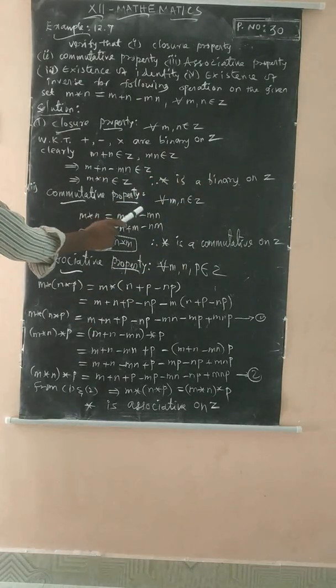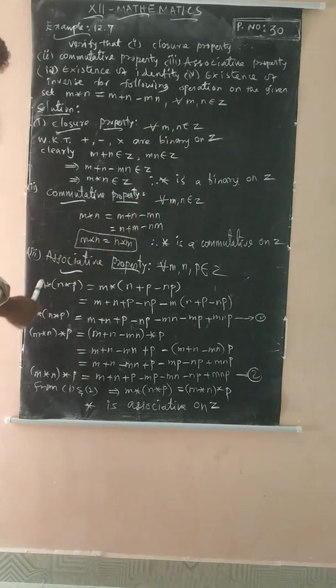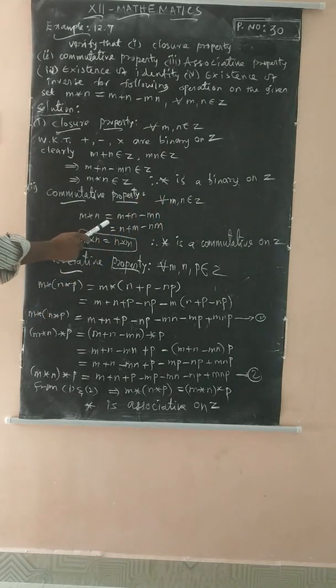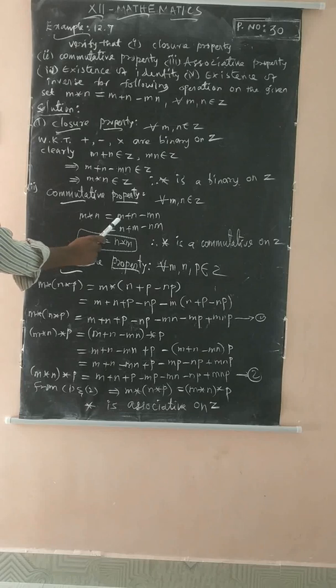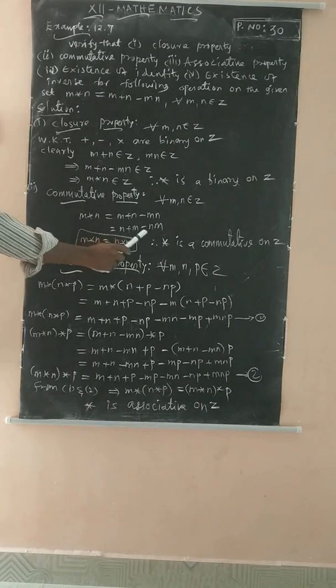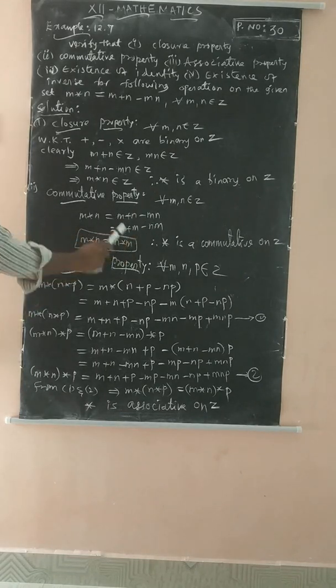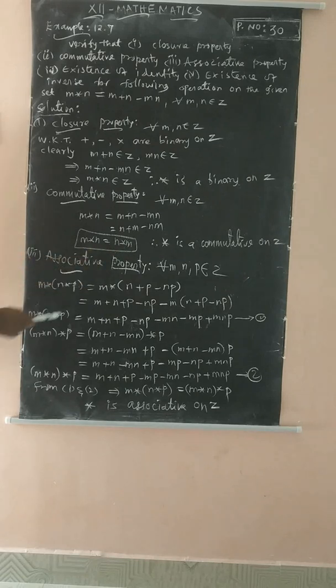Next, commutative property. For every m comma n belongs to Z, m star n is equal to what? m plus n minus mn. Now a small change: n plus m minus nm. So this you can write as n star m. So m star n equal to n star m. So these two are equal. Therefore star is commutative on Z. And then, third, associative property.